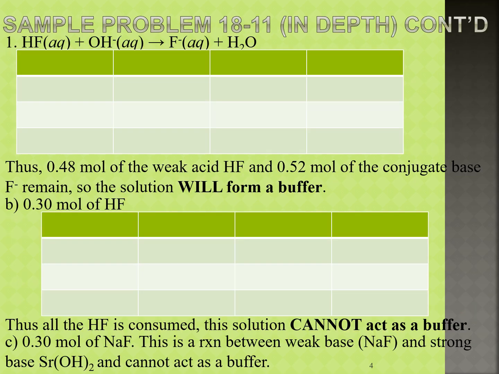If we continue on with that problem, I can set up an ICE table where I have some HF plus some OH coming to equilibrium with some fluoride and some water. Again, the water is a liquid, I don't care about it. And we found that I have 1 mole of HF. We started with 0.52 moles of hydroxide. So the limiting reactant is the hydroxide.